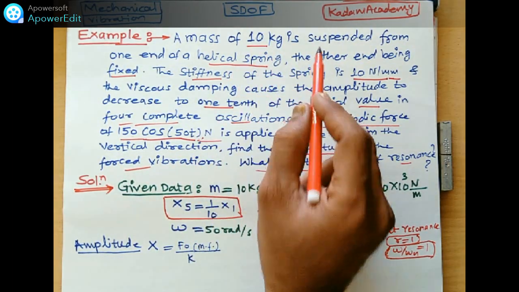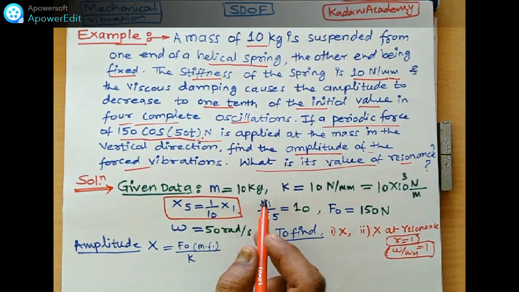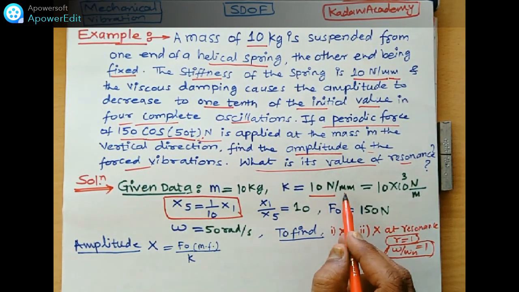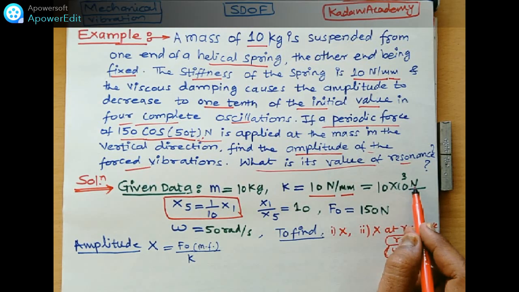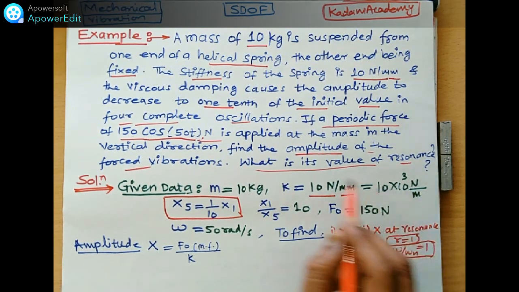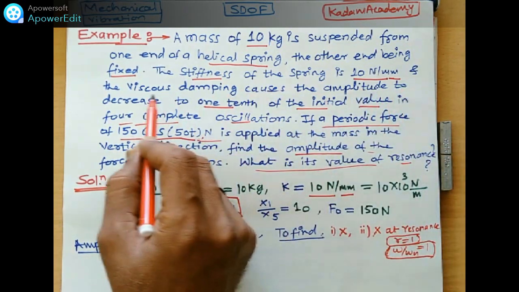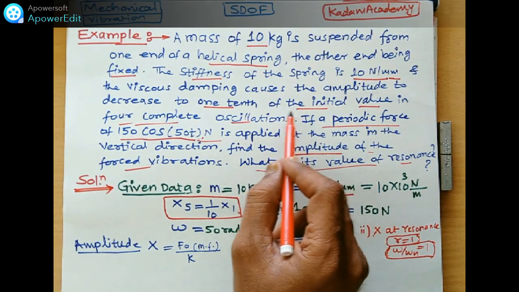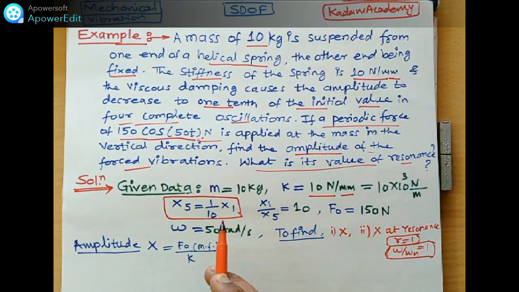The mass of 10 kg is suspended, so m is 10 kg, on the helical spring with stiffness 10 Newton per millimeter. So 10 into 10 raised to 3 Newton per meter. What is next given? The viscous damping causes the amplitude to decrease to 1/10 of the initial value in the 4 complete oscillations.